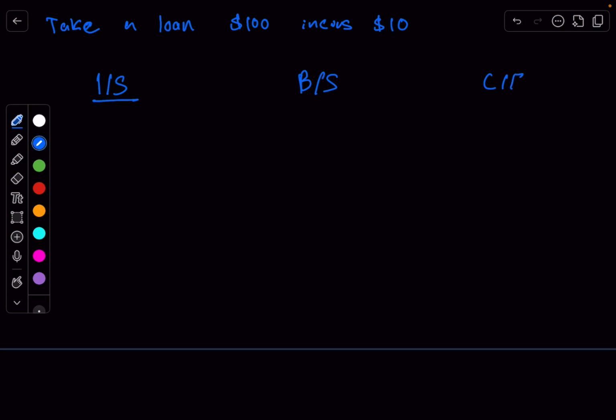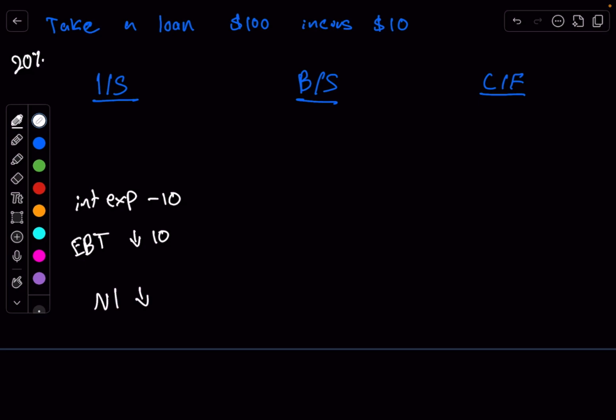let me write these out first. On our income statement, we are going to recognize the $10 of interest expense, right? So instead of writing everything out here, I'm just going to write our interest expense is $10. That means that our pre-tax income, otherwise known as our EBIT, is going to be decreased by $10, right? And assuming a 20% tax rate, that means that our net income is going to be adjusted down by $8, right?